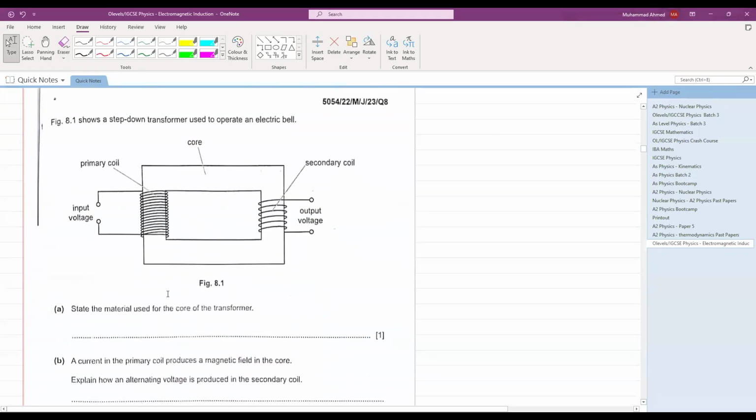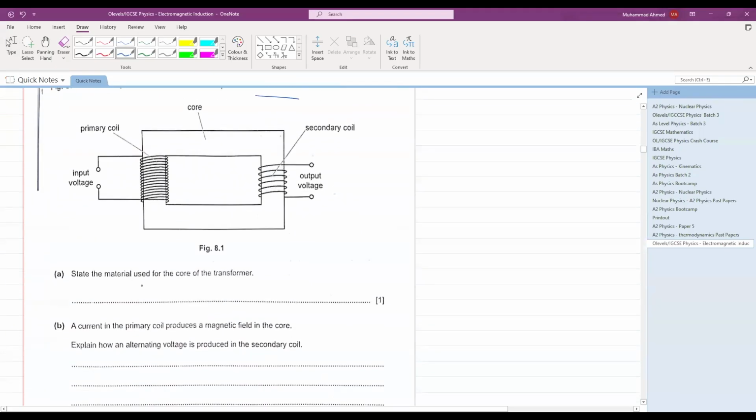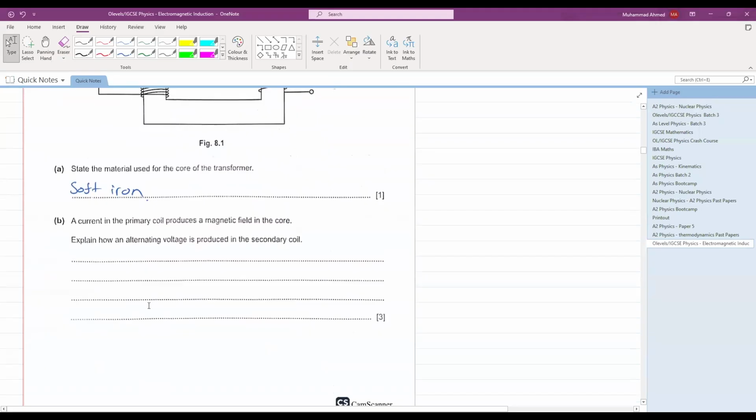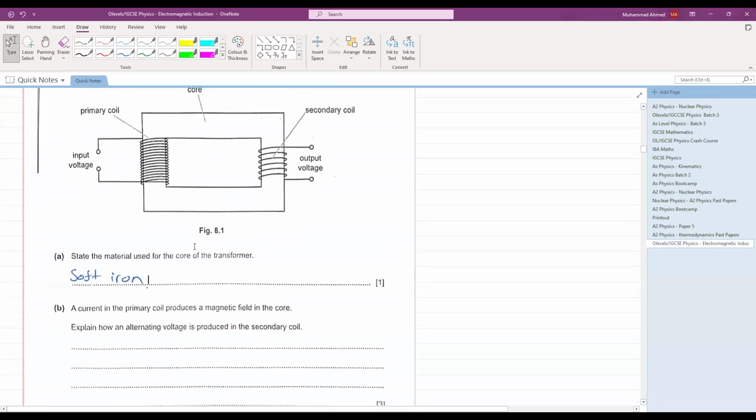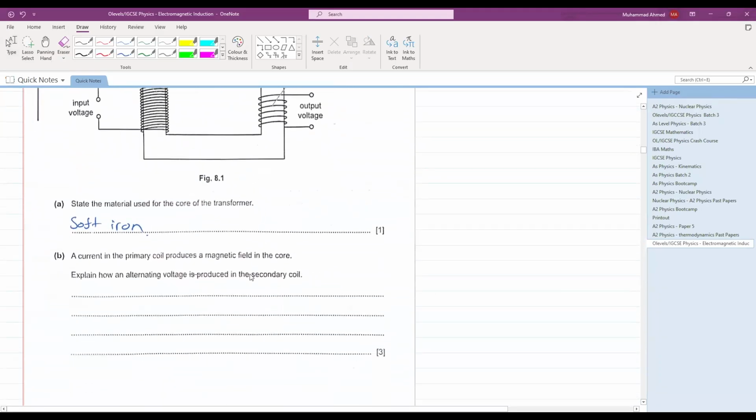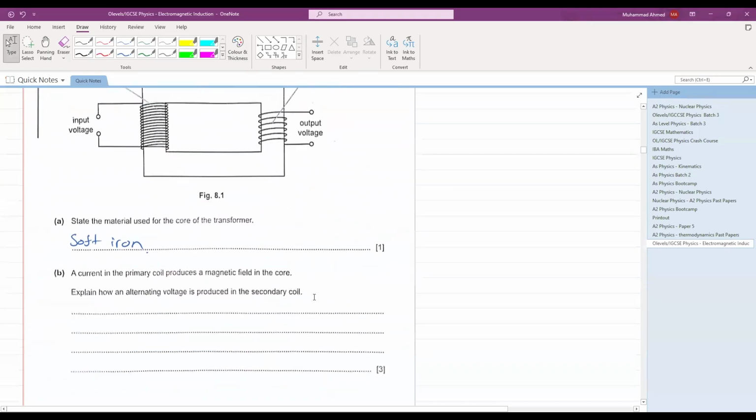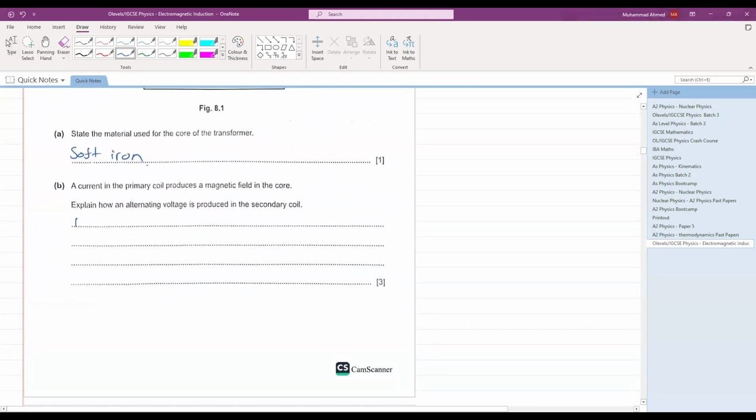Let's move ahead. Figure 8.1 shows a step down transformer used to operate an electric bell. State the material used for the core of the transformer: soft iron. A current in the primary coil produces a magnetic field in the core. Explain how an alternating voltage is produced in the secondary coil. Very easy.